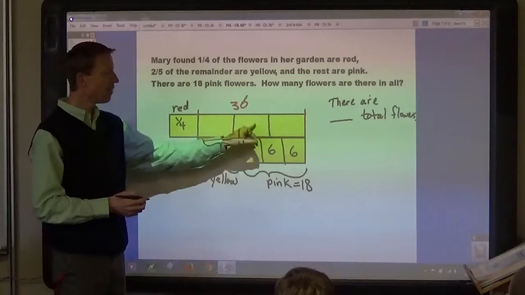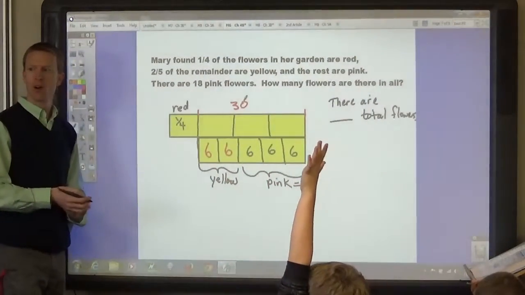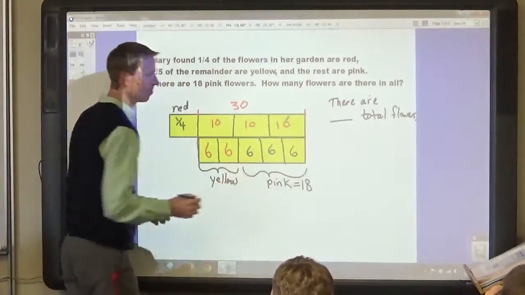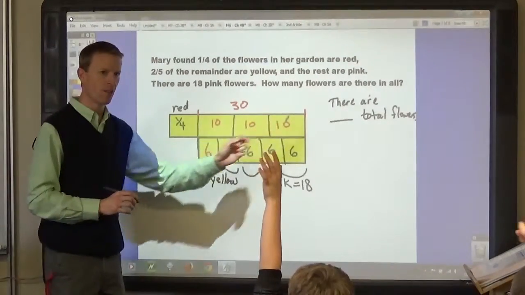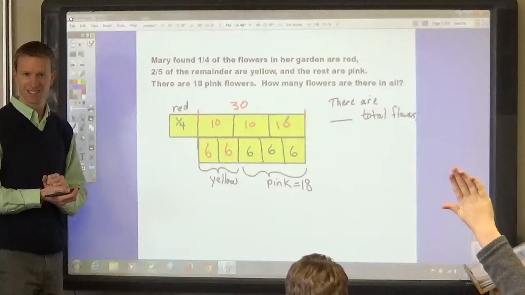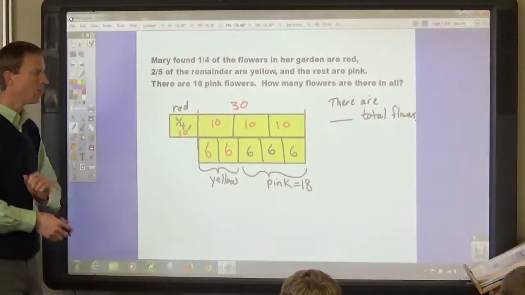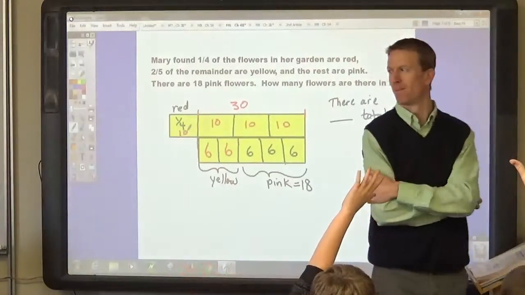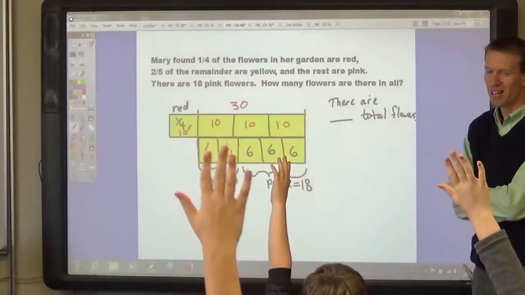So if there's 30 that fit into these boxes, how many would go in each box, Lily? 10. And since these are in equal amounts, how many would go in this box? 10. Jordan? 10. So how many total flowers are there? Ava?